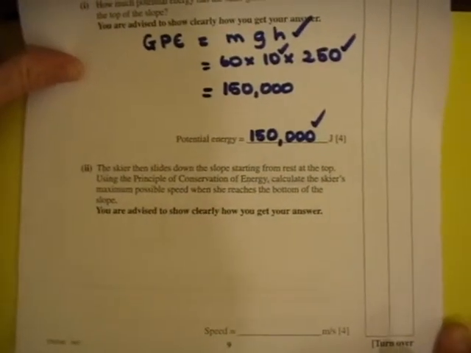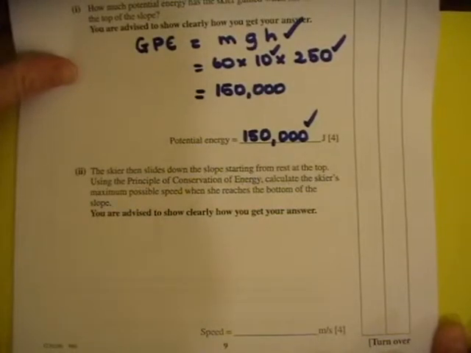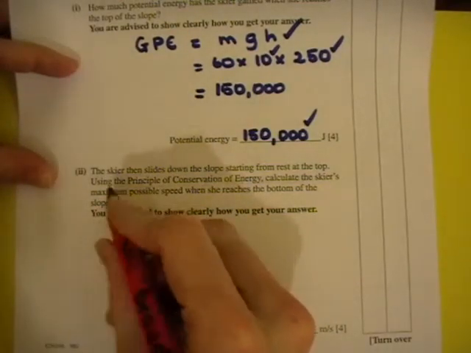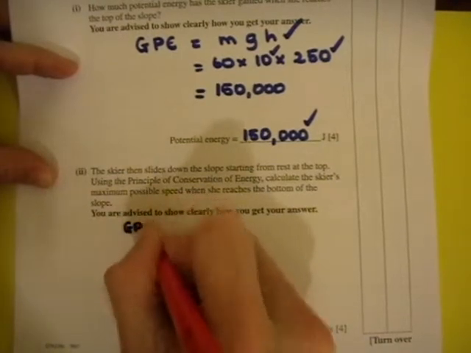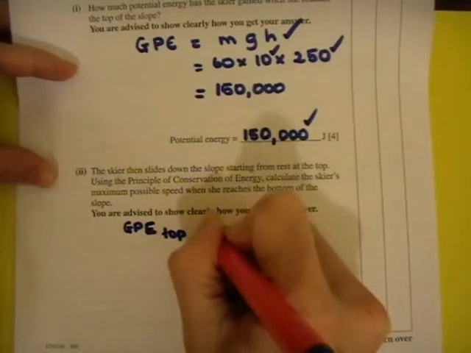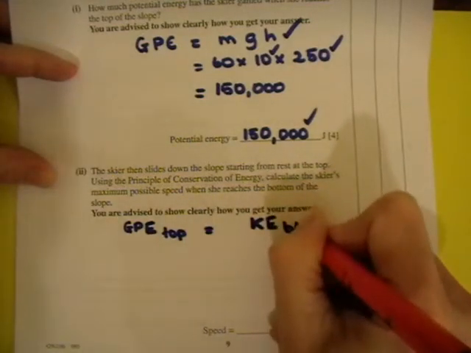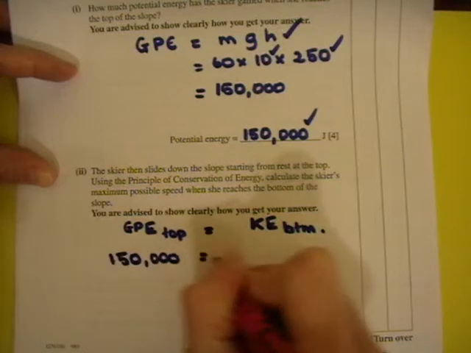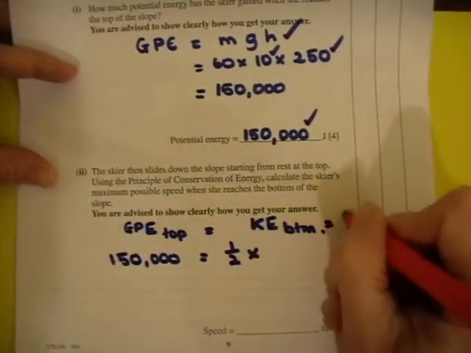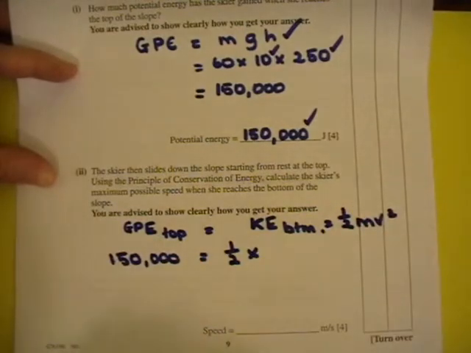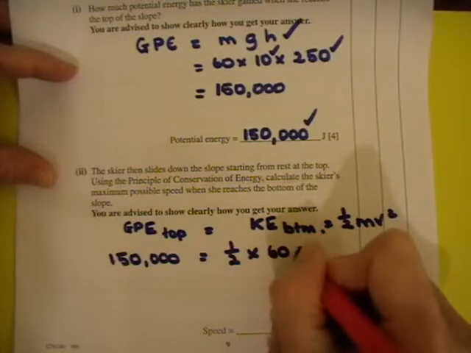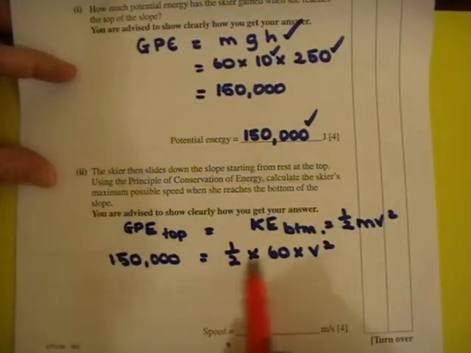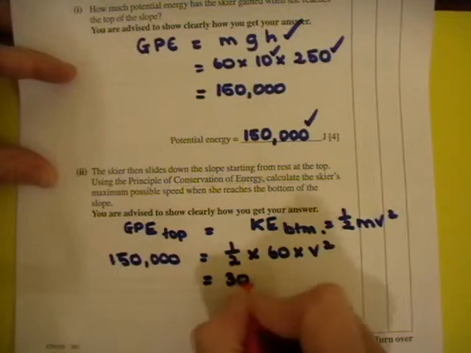The skier then slides down the slope starting from rest at the top. Using the principle of conservation of energy, calculate the skier's maximum possible speed when she reaches the bottom. Now, she had 150,000 joules of gravitational potential energy at the top, and that's going to be equal to her kinetic energy at the bottom. And so we can write 150,000 equals half mv squared. So that's equal to half times her mass, which is 60, times v squared, which we are looking for. Now you need to be careful with the half, but it's probably wisest just to do half of 60. So that's equal to 30 times v squared.